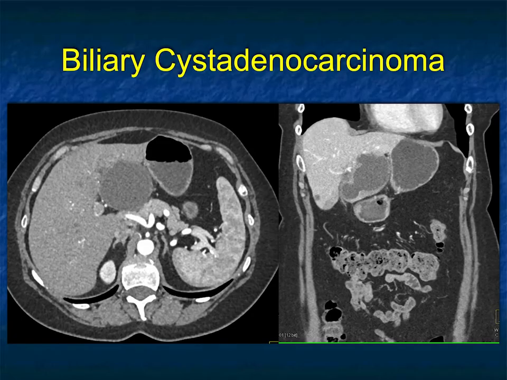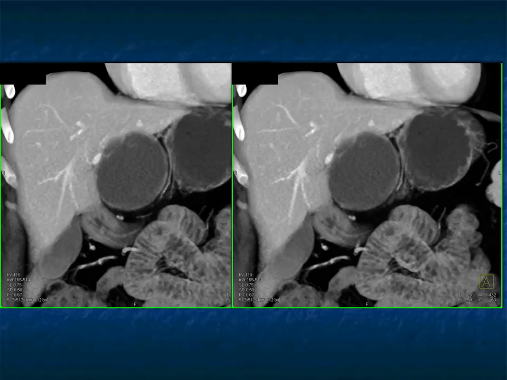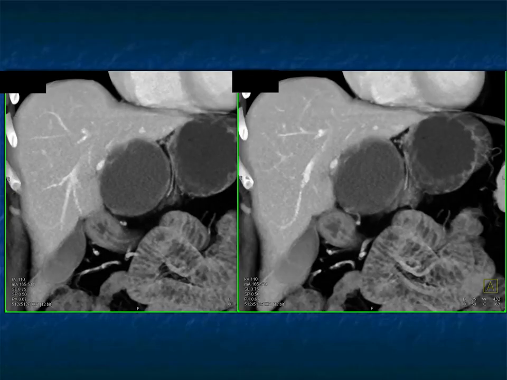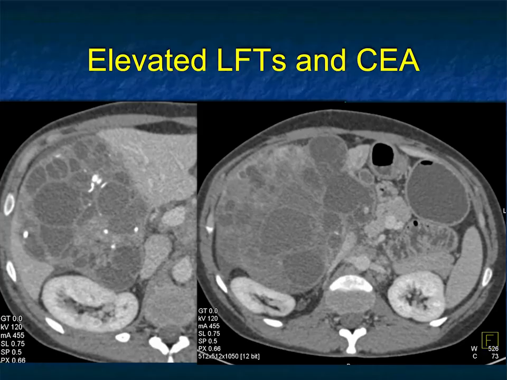Here's another case which looks for all the world almost just like a cyst or even a cystic lesion near the liver. This was a biliary cyst adenocarcinoma. It's in the liver. It can be very challenging. There's some nodularity in the wall, which is nicely seen on these volume rendered images, but you can see the problem. It's not an easy call. You might have favored a cystadenoma, but this was a cyst adenocarcinoma when all was said and done.